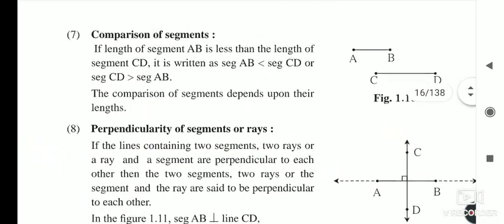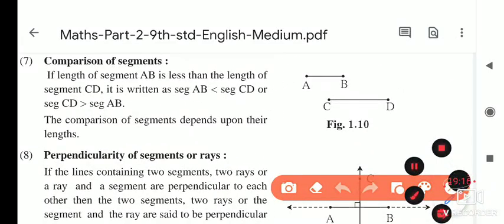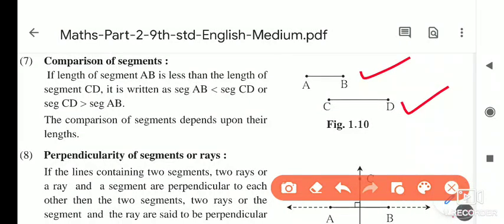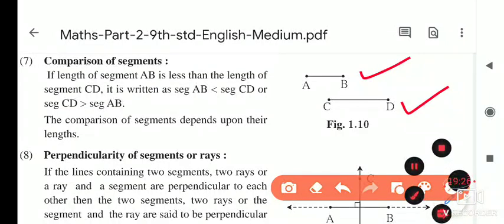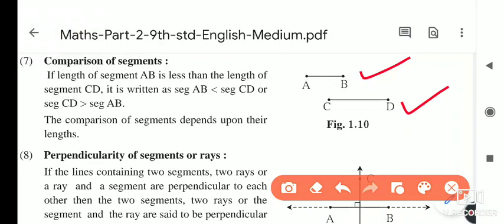The next point is the comparison of segments. You see by your naked eyes also that AB is smaller than CD. But for that we have to use the divider from your compass, and by using that you can find out that AB is smaller than CD.